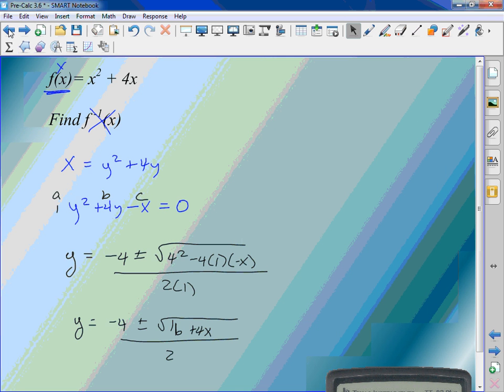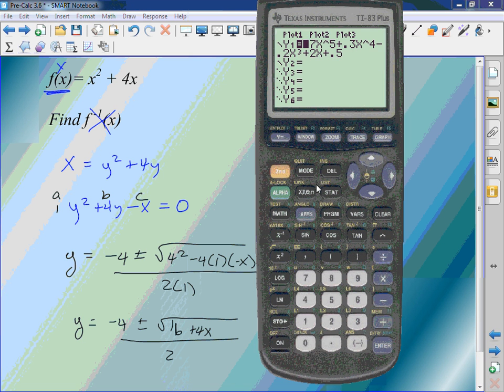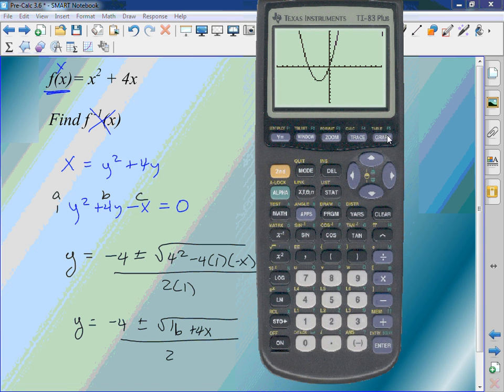Now, I'm going to go back to this one. Do you remember what the original graph looked like? Or what the second graph looked like? It was a sideways parabola, right? If I go into the calculator, I'm going to turn this one off. X squared plus 4x. That's that original function. How did its inverse look?